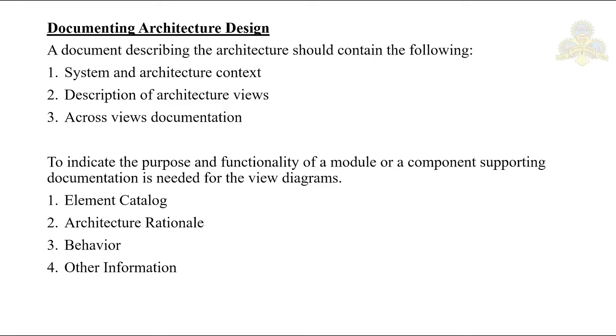Just like different projects require different types of views, different projects will need different levels of detail in their architecture documentation. Whenever you are documenting an architecture, it should have the system and architecture context. Second, the description of the architecture views. The third, across view documentation. So we'll see this one by one.